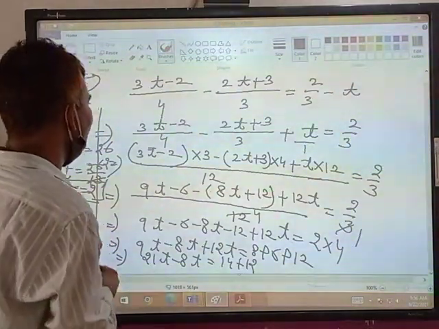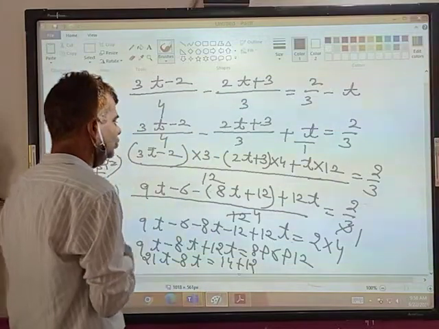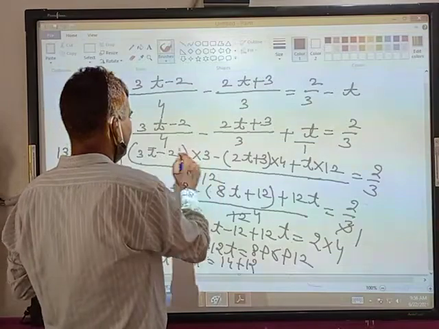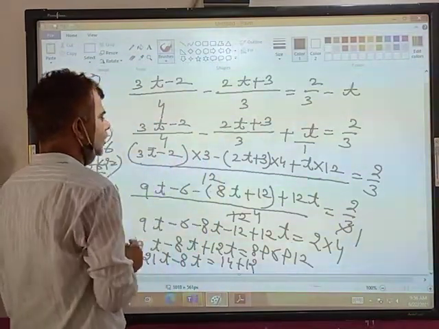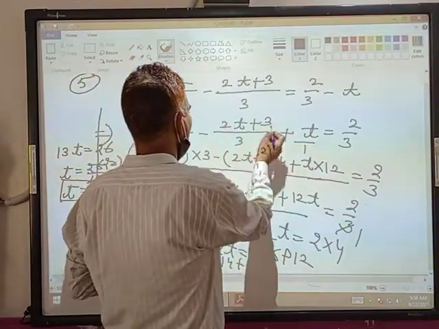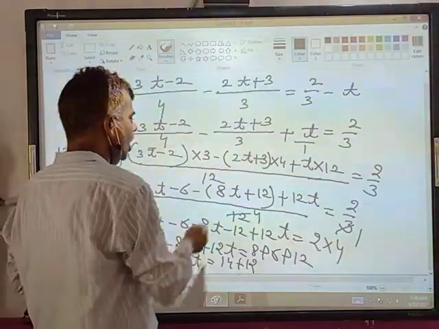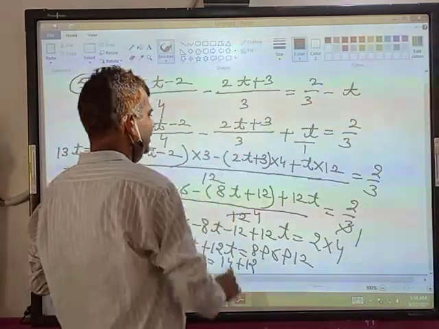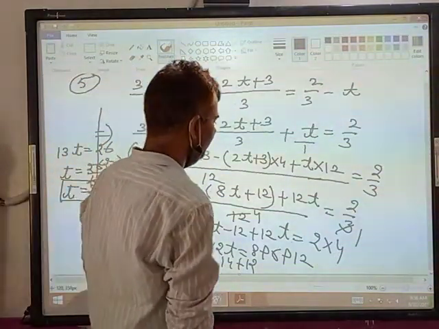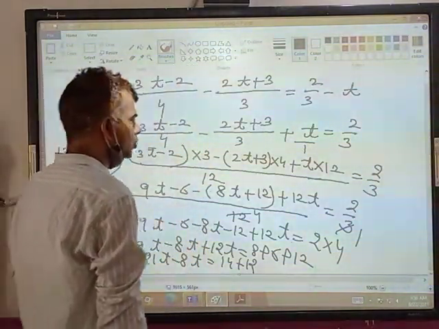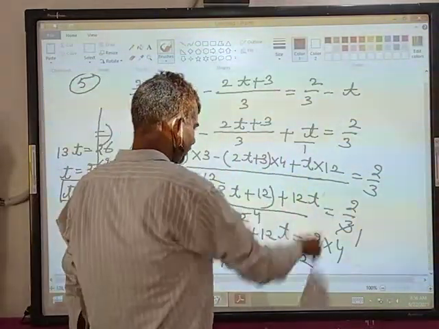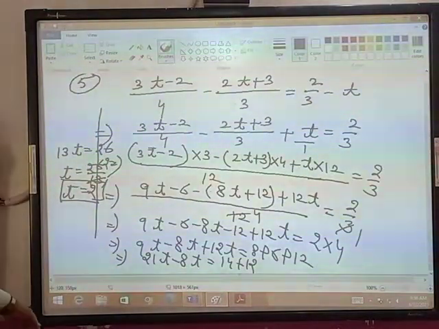Student, first of all, we will take the LCM of 4 and 3, that is 12. 3t − 12. How many times does 12 come in the table of 4? That is 4 3s are 12. Now students, −2t + 3. How many times does 12 come in the table of 3? 3 4s are 12. Now student, t, how many times does 12 come in the table of 1? That is 1 12. Now student, we multiply it.